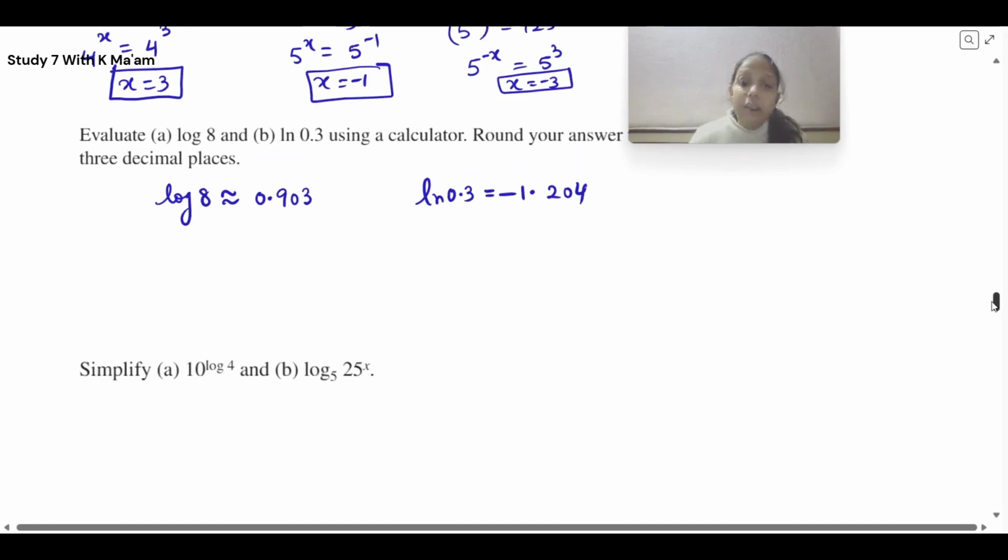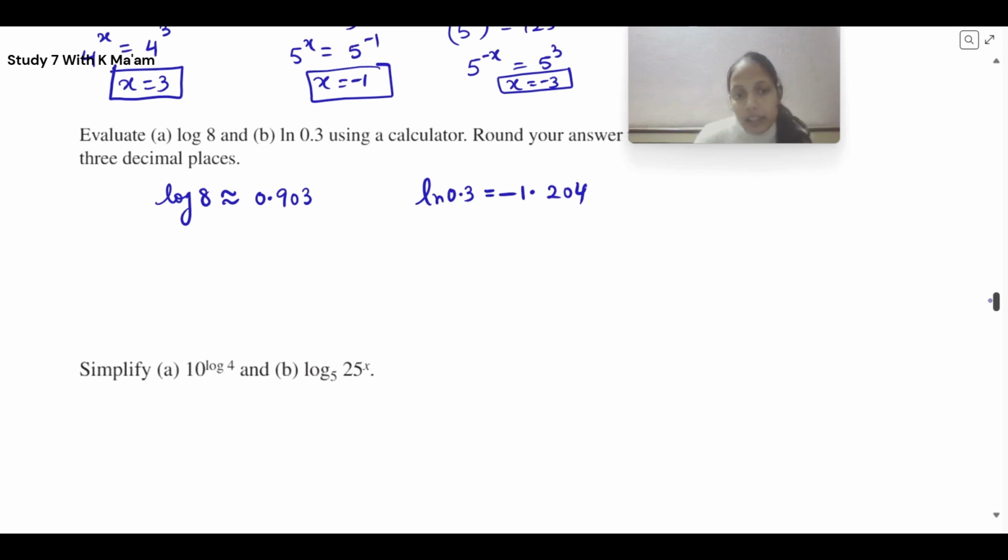Okay. Next, we have to simplify. In this, we are using the inverse property: a power log base a of x. The answer is x only.